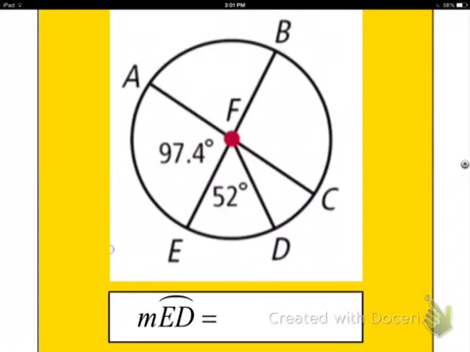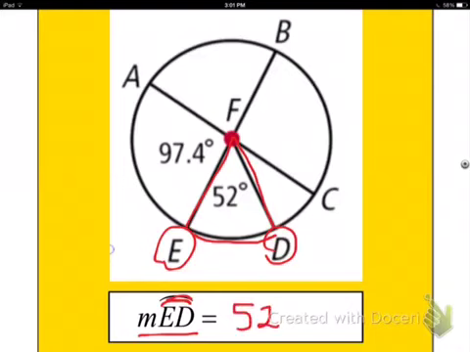So what they're wanting us to do is find the measure of arc ED, and this is your arc symbol. If I look, I'm going to start with E, and I'm going to go the shortest route to D. Arc ED is intercepted by the central angle EFD. So the measure of arc ED would be 52 degrees, because the central angle is equal to its intercepted arc, 52.